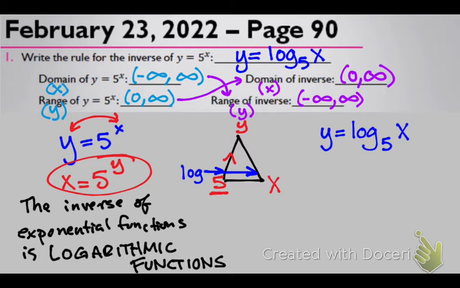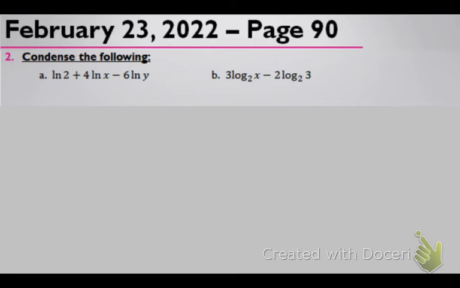Okay, I am going to move to the next screen to do number 2. Number 2 says to condense the following. Part A is natural log of 2 plus 4 times natural log of x minus 6 times natural log of y.